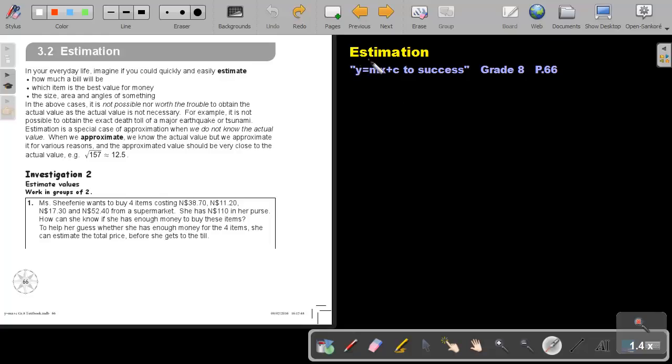Part 5, Estimation. You will find this on page 66 in the Namibian Mathematics Grade 8 textbook, Y equals mx plus c to success. Estimation.